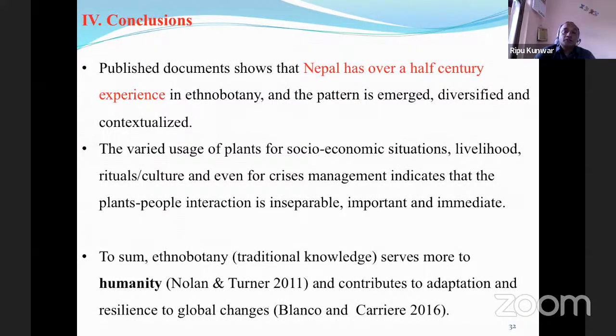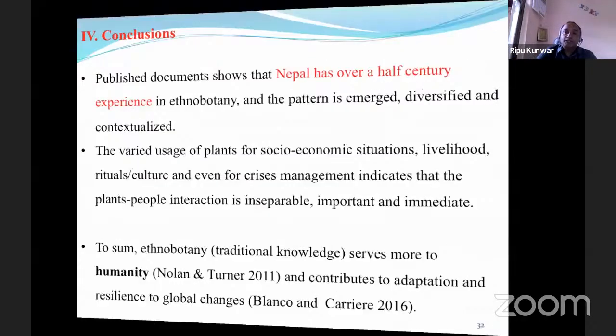the published documents in Nepal show that Nepal has over half a century of experience in ethnobotany, and the pattern has emerged, diversified, and contextualized. The varied use of plants, from socioeconomic needs to crisis management, indicates that plant-people interaction is inseparable, important, and immediate. To sum up, ethnobotany is rooted in traditional knowledge, serves humanity, and contributes to adaptation and resilience to global change.